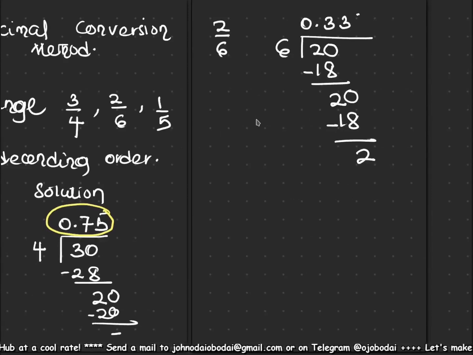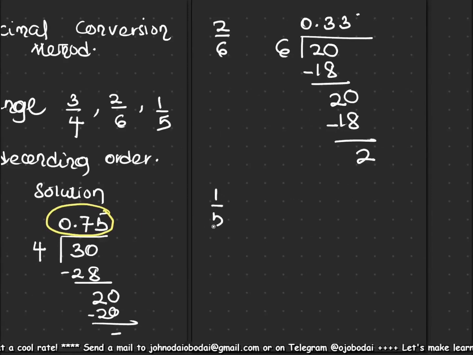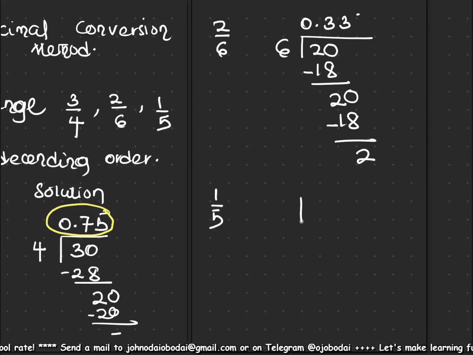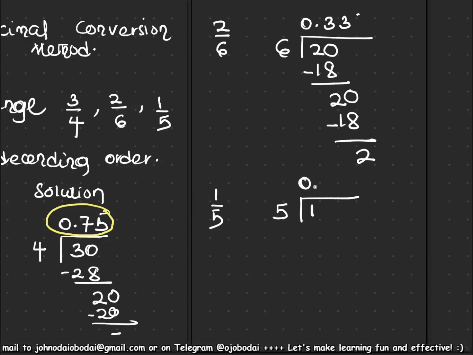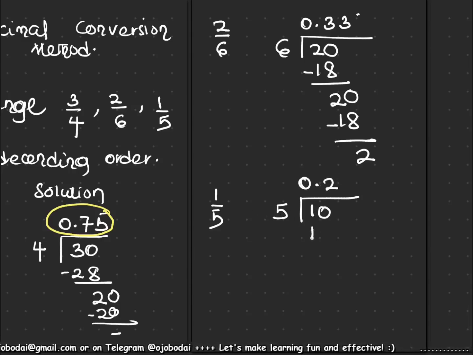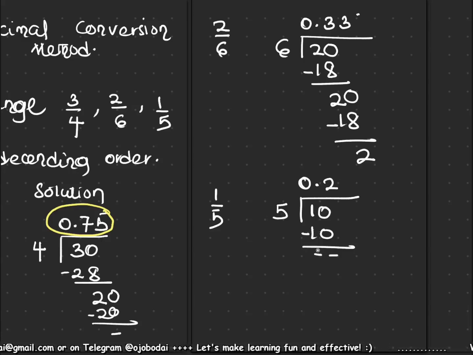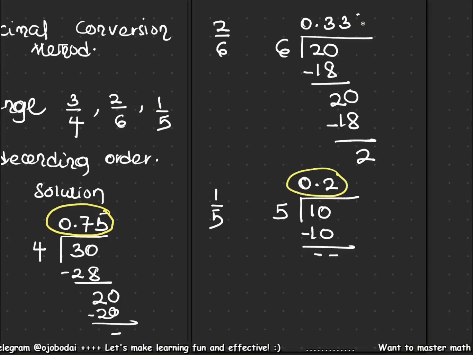All right. Then our last fraction, which is 1 over 5. For 1 over 5, 1 goes inside and 5 outside. 1 divided by 5 isn't going to happen. Hence, we have a 0 point, which allows us to bring a 0 here. 5 into 10 twice. 5 times 2 is 10. If we subtract, we have nothing. So 1 over 5 gives us a decimal, which is 0.2. Whereas 2 over 6 gives us 0.333.